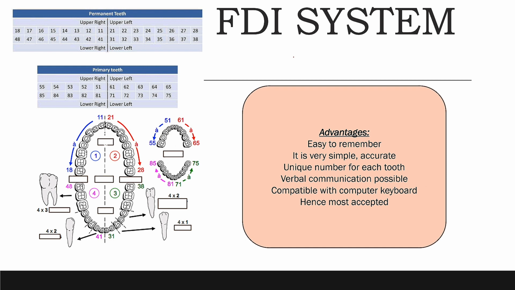Then moving to different quadrants, they have different numbers. Another point you need to remember is for primary we don't have first, second, third or fourth quadrant. Instead we have 5, 6, 7 and 8 quadrant for deciduous. Okay, for permanent we will have quadrant number as first, second, third and fourth quadrant. For permanent, remember this.